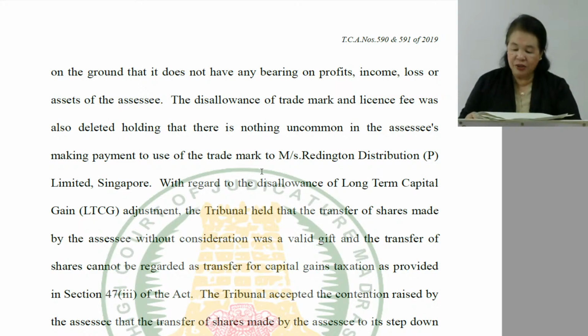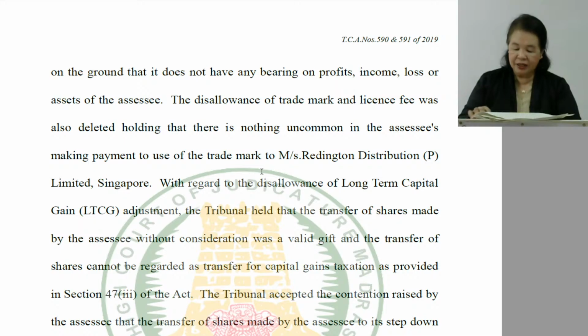With regard to the disallowance of long-term capital gain adjustment, the tribunal held that a transfer of shares made by the assessee without consideration, imagine ilang number of shares itong tinransfer nila without any consideration. So, ibig sabihin for free. Was a valid gift. So, anong tawag mo dyan? Pagka ang isang bagay na napakalaki, binigay mo lang o tinransfer mo without consideration, anong tawag mo doon? Valid gift. Gift siya. Bigay lang.